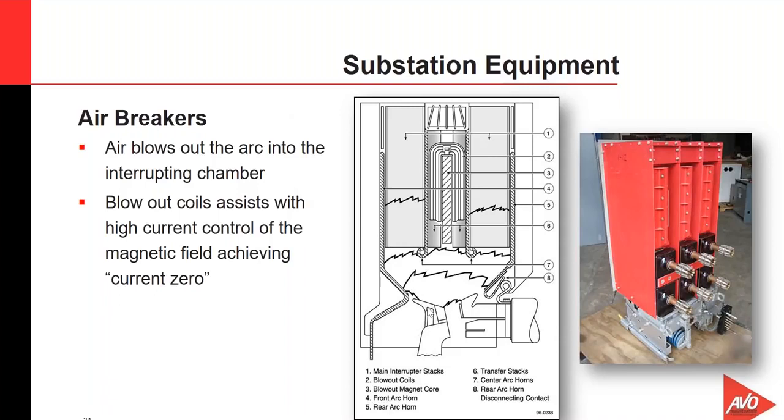There's going to be a small puff of air that's going to shoot that arc up into the arc chute, and the objective behind this arc chute is to achieve what's called current zero through our blowout coils internally of this arc chute here. It's going to help extinguish that arc. So you can see down here on the bottom, we've got a set of main contacts, our arcing contacts and intermediate contacts as well. This is a simple type of breaker setup.